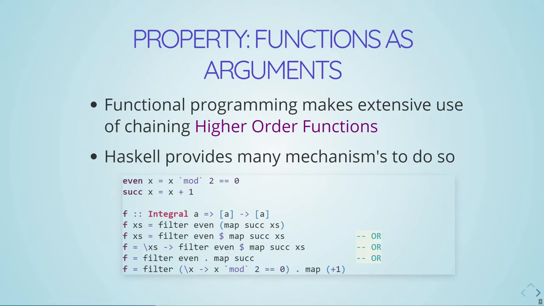Or instead of explicitly specifying the argument in the function definition here, we can write it inside of a lambda expression, or we could compose these two functions together using the dot here. This is another function combinator that we'll go over a bit, or we can use a lambda expression instead of using these predefined functions. So instead of writing even here, we could just put the even code into a lambda expression. And instead of writing successor here, we could do this just with plus one.